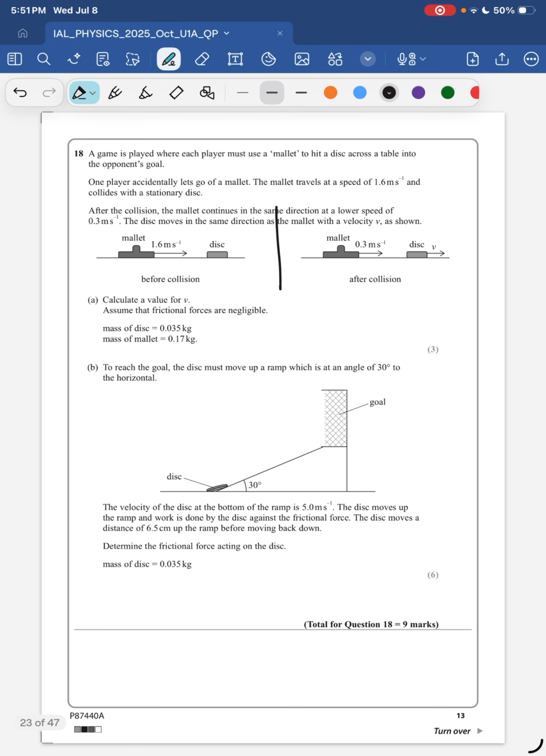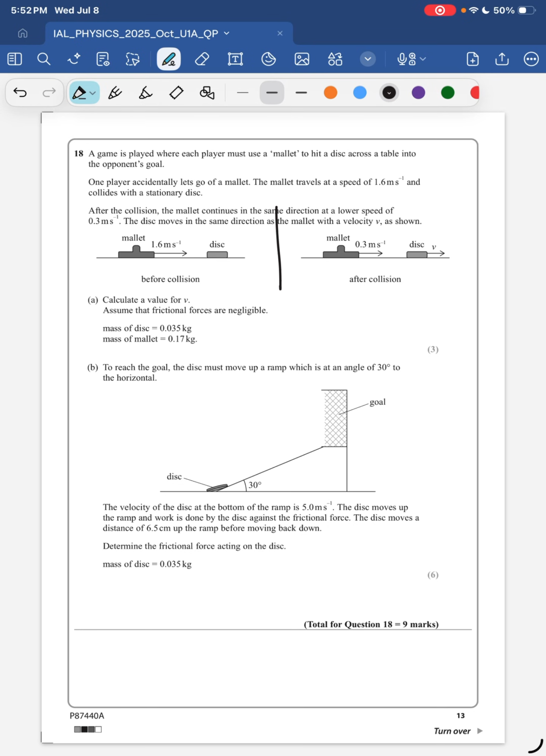this was part A. Part B, to reach the goal, the disk must move up a ramp, which is at an angle of 30 degrees to the horizontal. The velocity of the disk at the bottom of the ramp is 5 meters per second. The disk moves up the ramp, and work is done by the disk against the frictional force. The disk moves a distance of 6.5 centimeters up the ramp before moving back down, so it stops. Okay, determine the frictional force acting on the disk, and they give you the mass of the disk.